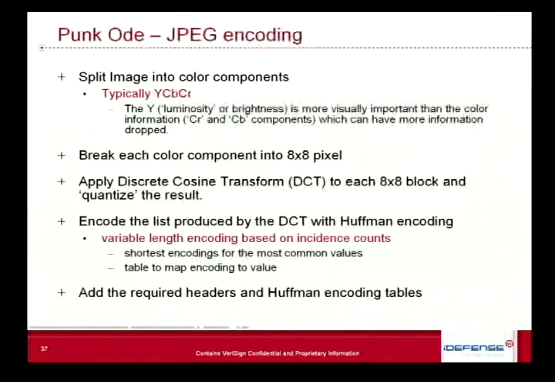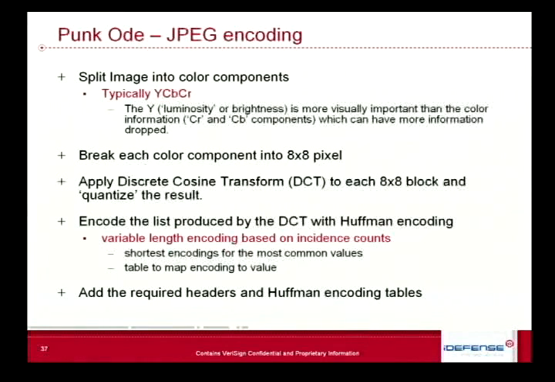A JPEG is how it gets encoded. Basically, it typically gets stored in YCbCr format, color space. The Y is the brightness, and that's the most visually important part. And the Cr and the Cb, that's the complement of red and the complement of blue. And it tends to drop information out of those to increase compression because your eye doesn't see so much in the colors.